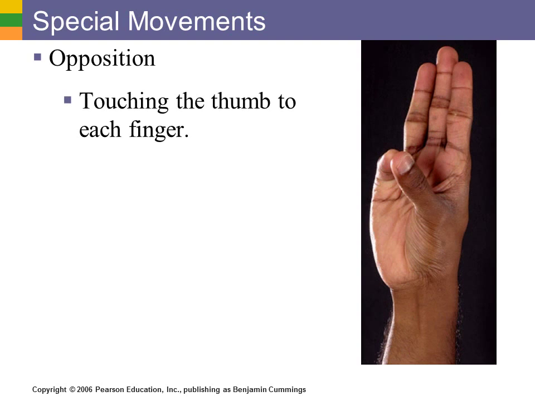Next couple slides, we're going to deal with some special movements. They don't fit in the other categories. The first one we have here is opposition. Opposition involves taking your thumb and pressing against all four of your other fingers. This is allowed because of the special arrangement of the thumb joint. The saddle joints of the thumb allow you to do this.